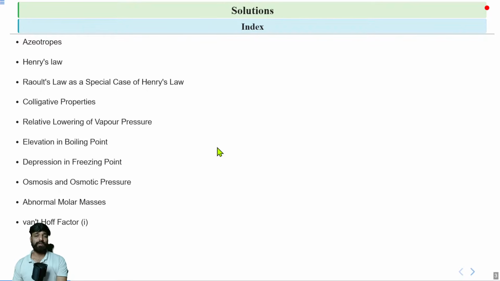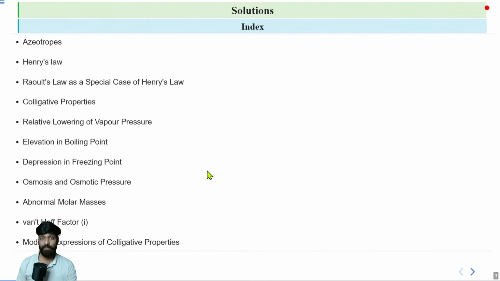Next, moving on to abnormal molar mass and van't Hoff factor. We will see how the molar mass calculation from this colligative property gives us a different result from the actual value, and then we will try to quantify the same with the help of the van't Hoff factor, which is i. And lastly, we will see the modified expressions for this colligative property.